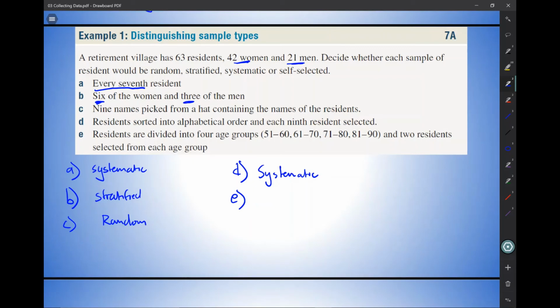And in the last one, residents are divided into 4 age groups and 2 residents are selected from each group. This seems a bit like a systematic example because they've established a rule and they've followed it. But I think this one is actually a stratified example because they've tried to get a spread of all the ages to make their sample representative of the whole group. That's the important difference with the stratified example, is that some effort is made to make the sample look like the whole group.